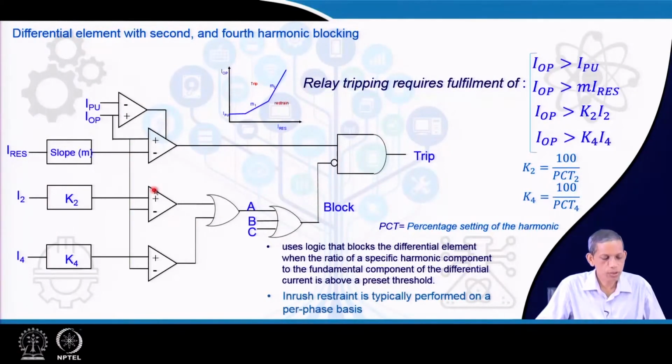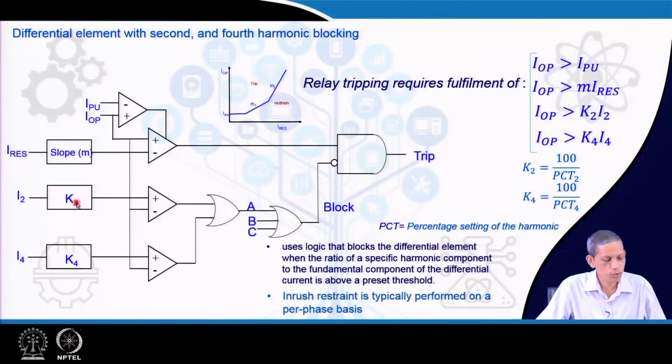What we see in this scheme, you can understand from this: we know that in the conventional differential relay, I operating operates when it is greater than IPU, and when it is greater than M times I residual, the restraining current. When these are satisfied, it goes for a trip decision, which we have learned earlier.